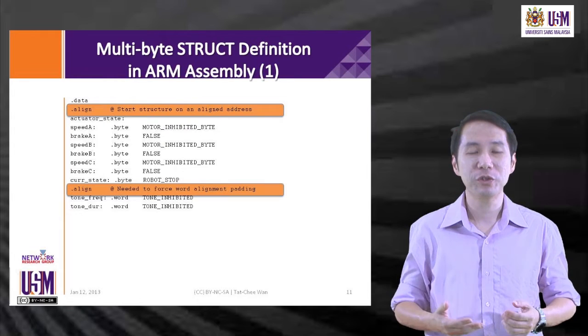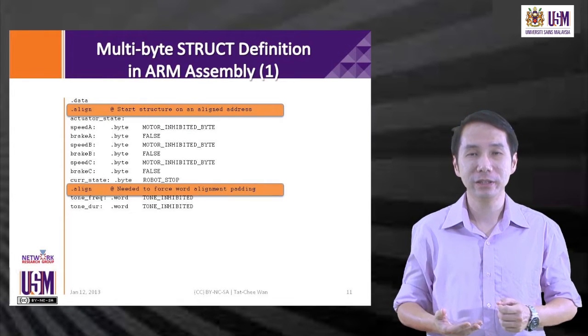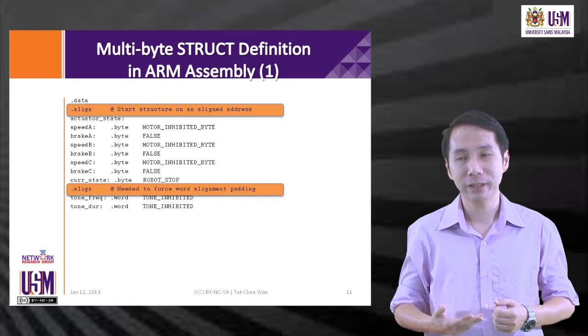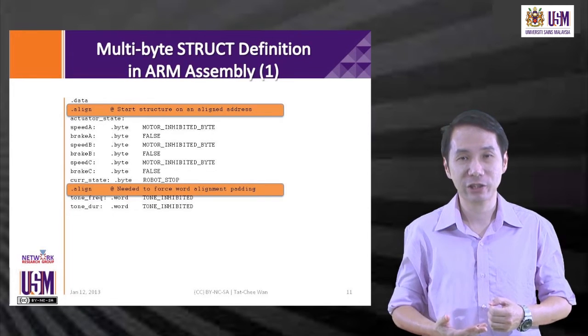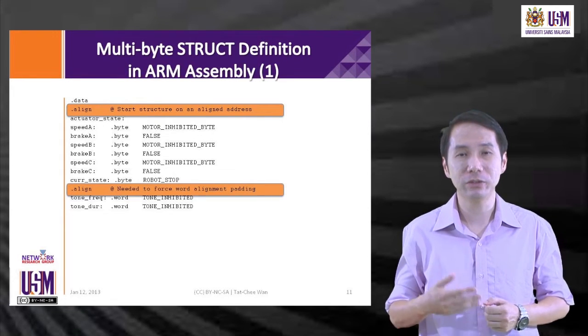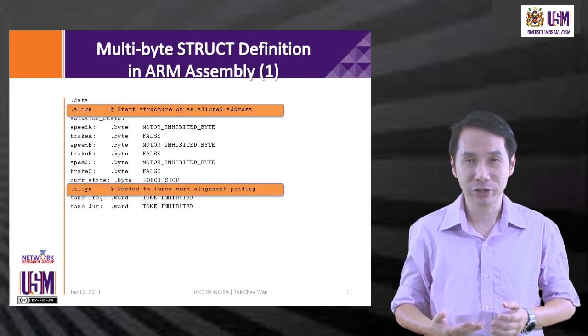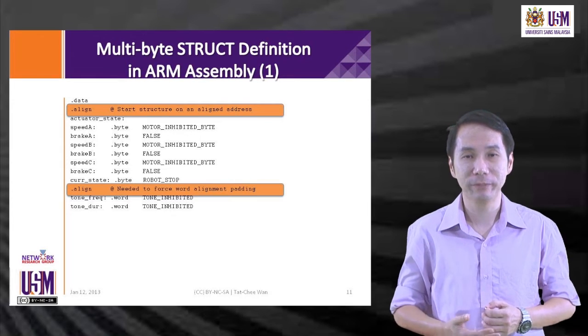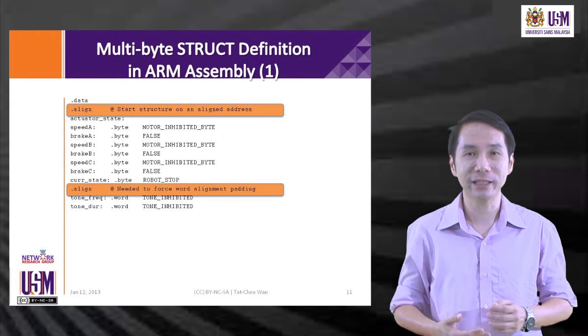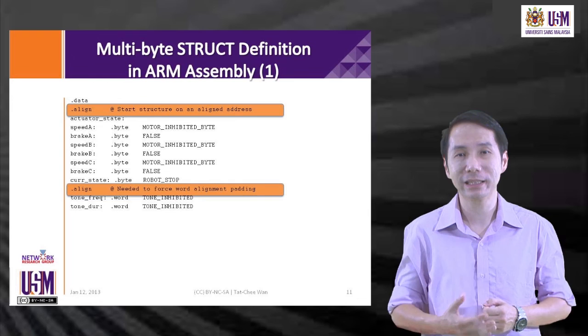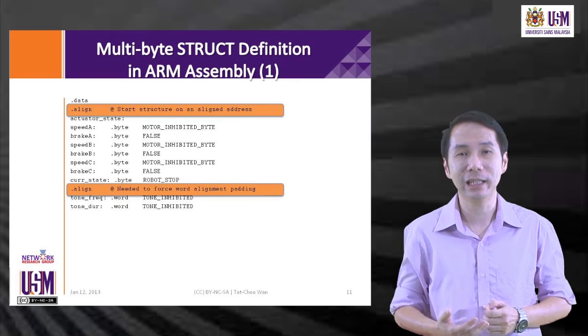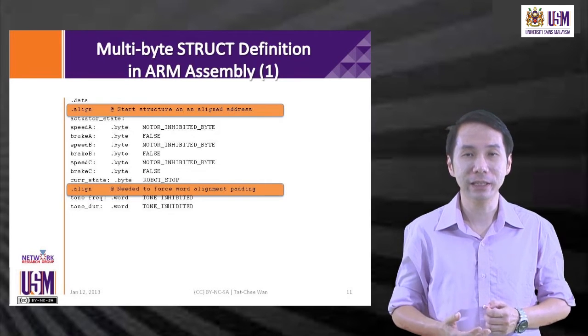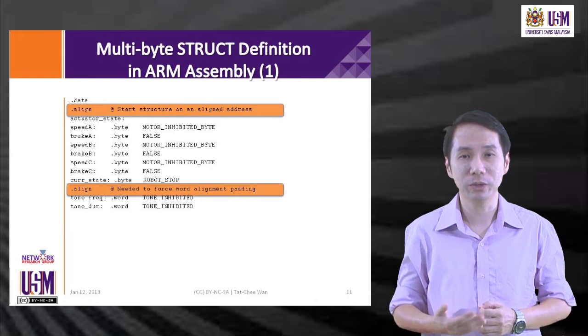In assembly language, we do not have the feature to detail out the contents of a structure directly. Instead, we need to implement the structure as a separate declaration of each element in the structure. In order to ensure that the structure starts at a properly aligned address, we use the .align directive to inform the assembler that we need to start this on a word boundary.